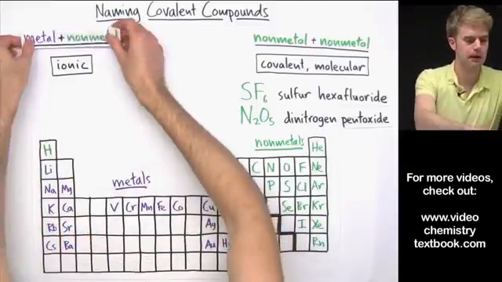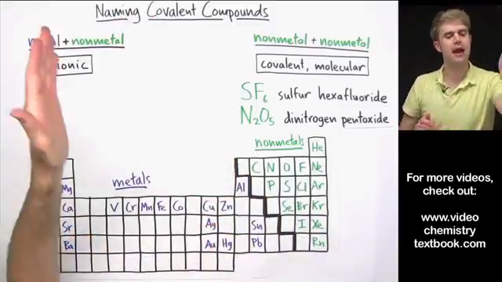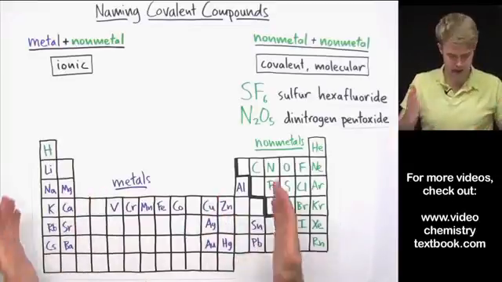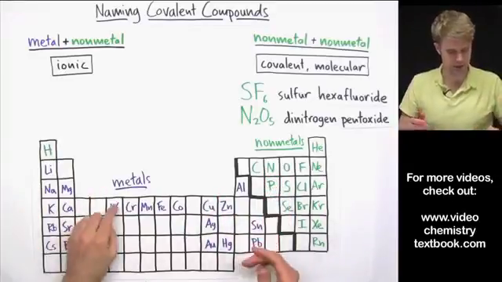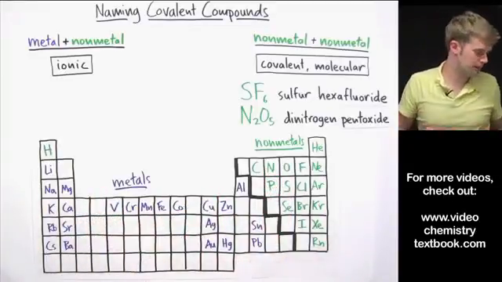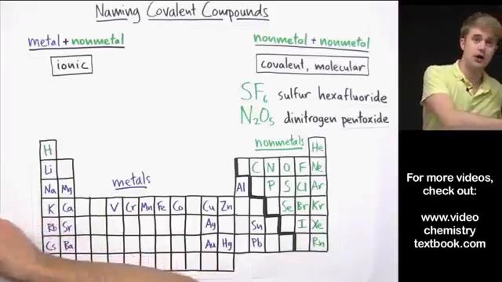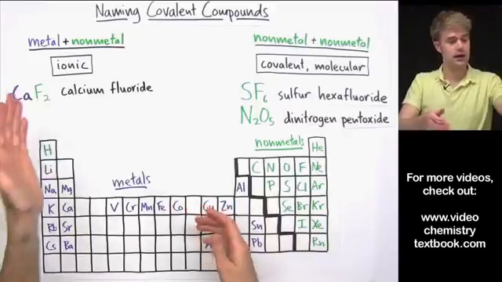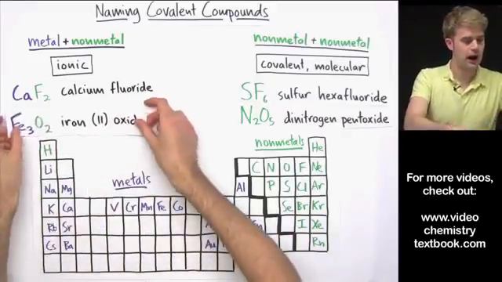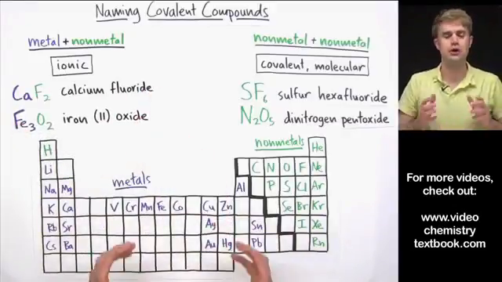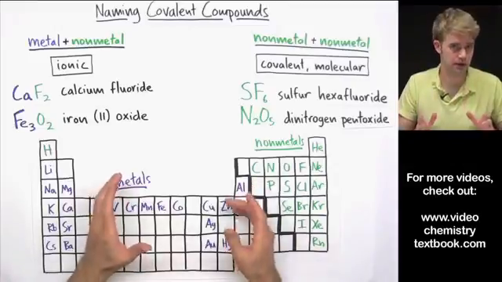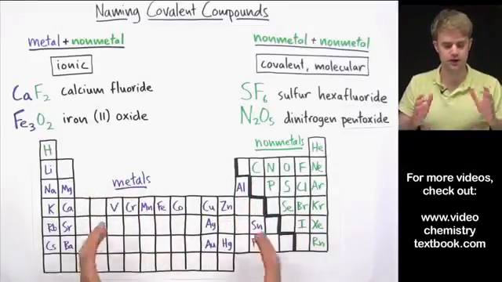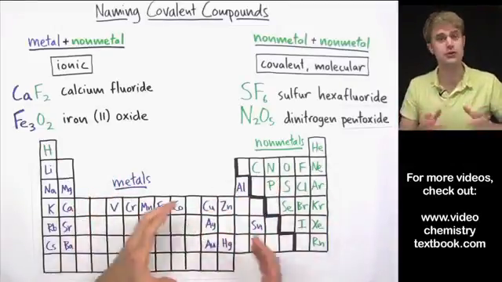The way we name covalent or molecular compounds is different from how we name ionic compounds. Ionic compounds contain a metal and a nonmetal. The metals are the elements here on the periodic table, and I've written in some of the most common. Some examples of ionic compounds and how we name them are calcium fluoride and iron 2 oxide. So if you have to name a compound, the first thing you want to do is figure out what type of elements are in it.